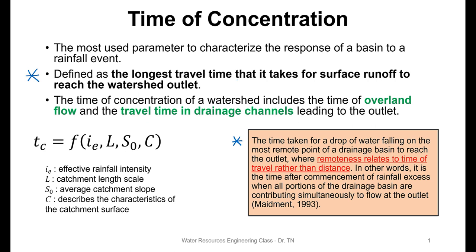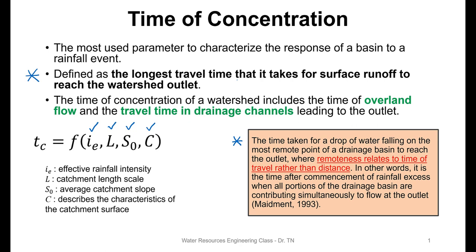What are those? Effective rainfall intensity, length, slope, and other characteristics of a watershed, like land use and land cover, roughness, and so on and so forth. So in order to accurately determine time of concentration, you need to have an accurate representation of these variables that I just told you about. But how do they impact time of concentration?